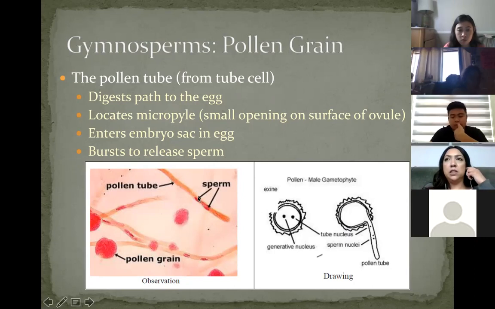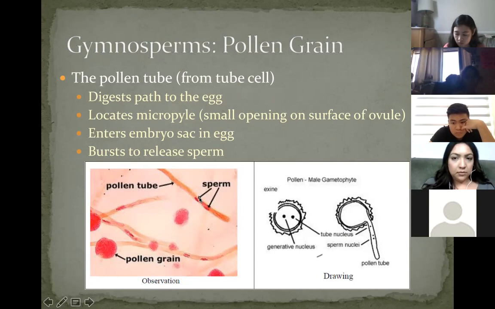So if you look at this image right over here, here's your pollen tube and it's carrying those two sperm cells. So once it lands on a female ovule, it'll basically inject itself into the archegonia or the female gametophyte, and then it'll burst, it'll release the sperm, and then it'll fertilize the egg. So that's essentially what the pollen tube does. And again, that comes from the tube cell. The generative cell is what produces the sperm.